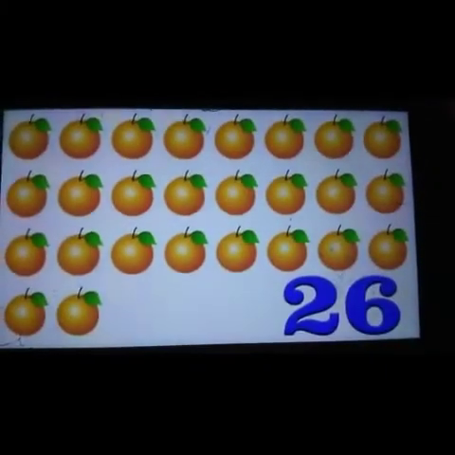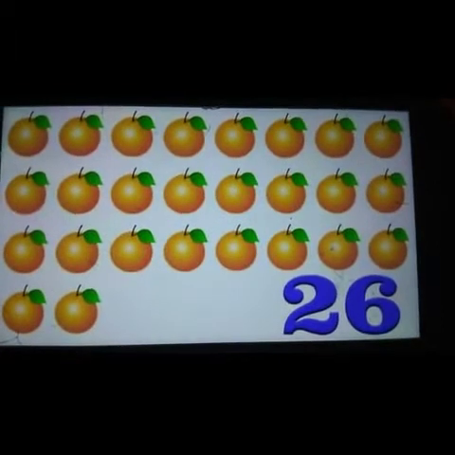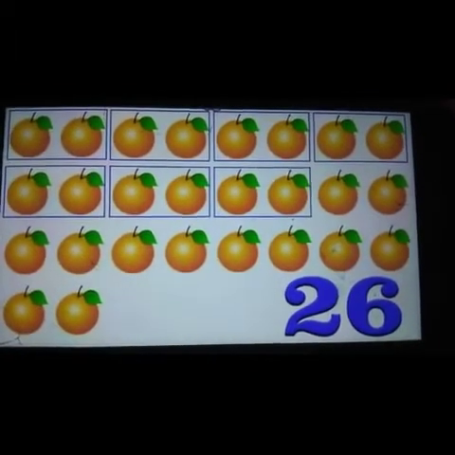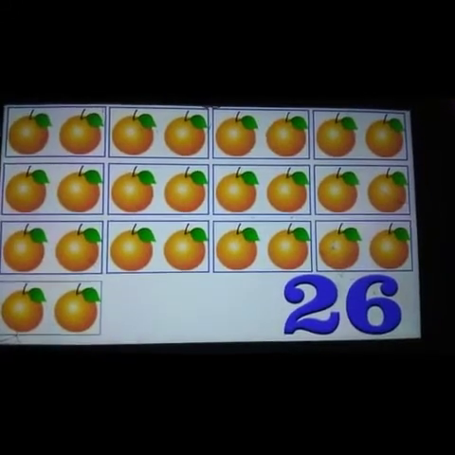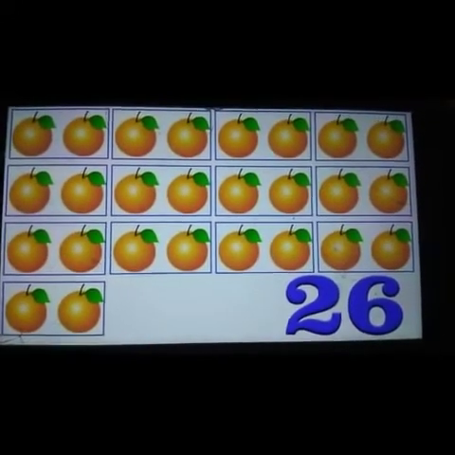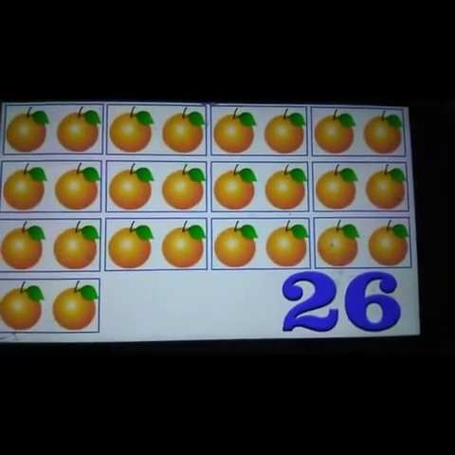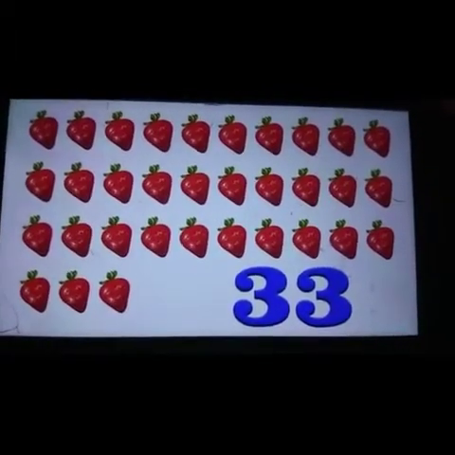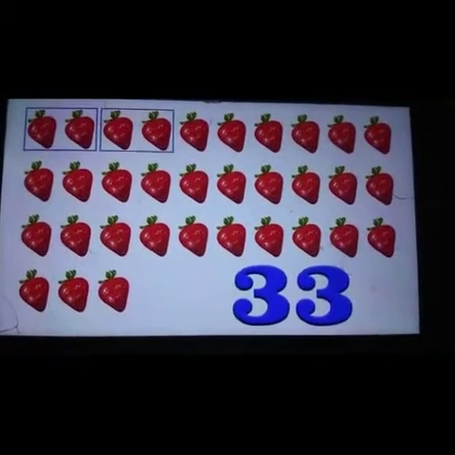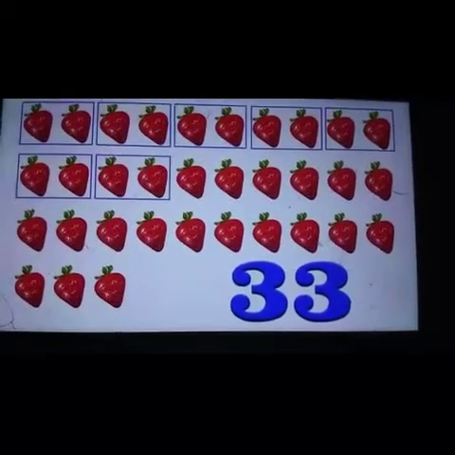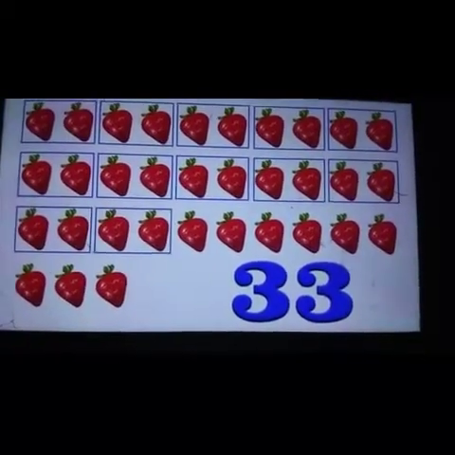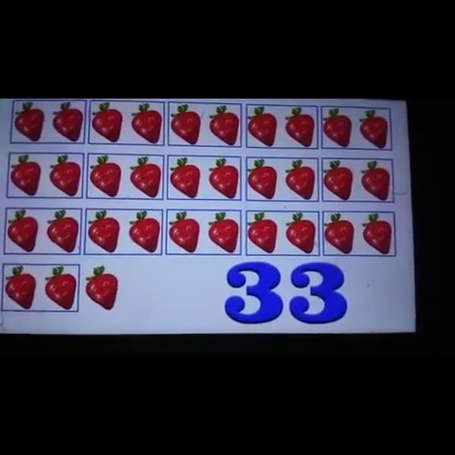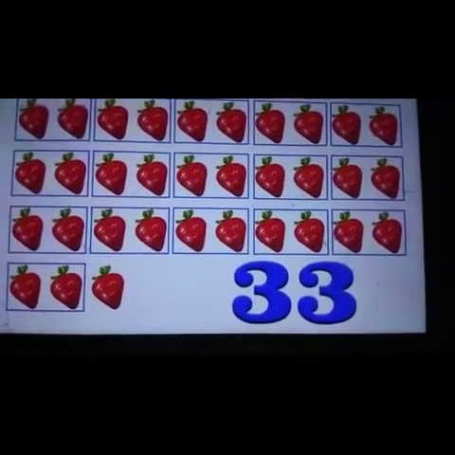Let's try some more examples. Is 26 odd or even? Pair two oranges together. Here we can see that no oranges are remaining, so 26 is an even number. How about 33? Make pairs of strawberries. Here we can see that one strawberry is remaining. It has no pair. It means 33 is an odd number.